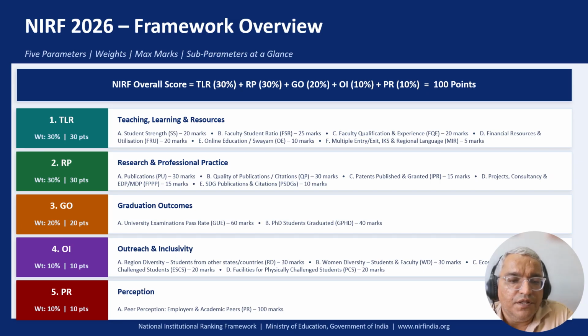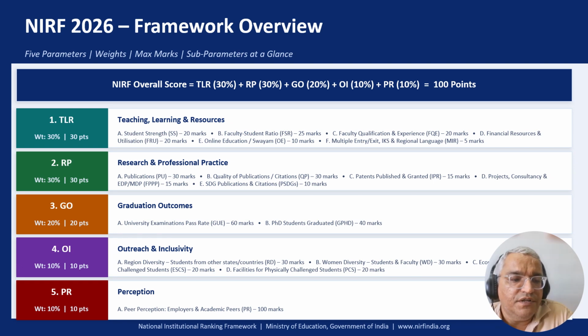Please remember, the publications and the perception are captured from third party. Publications, citations, patents, all that is captured from third party. So you don't have to fill any data for that. And this total is 100 points.